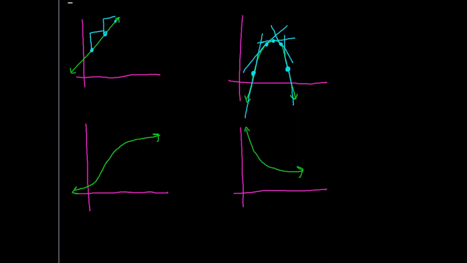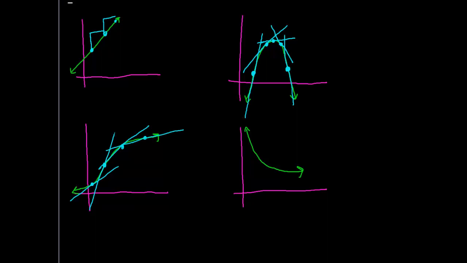Same thing with a graph like this. Right here is the rate of change at this point. It's positive and fairly slow. At this point right here, the rate of change is very fast. At this point, it's a little bit slower. Over here, it almost flat lines horizontally, so there's the rate of change there.